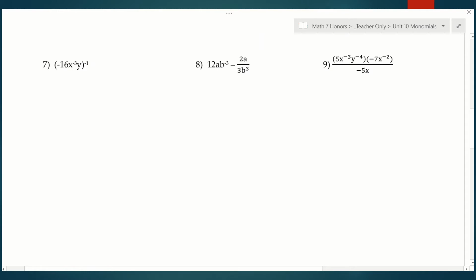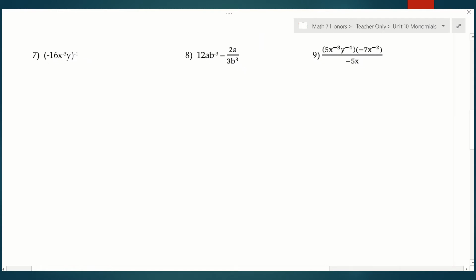Okay, number 17, it looks like we're going to need to put the entire thing under 1 because our outside exponent is negative. So this is negative 16 x to the negative 3rd y to the positive 1st. So just a reminder, when you put that monomial to the denominator, nothing in the monomial changes except for that outside exponent. So that's why I left that -3 there. Okay, think of the parentheses almost like a bubble. Nothing in the bubble changes, only the exponent on the outside.